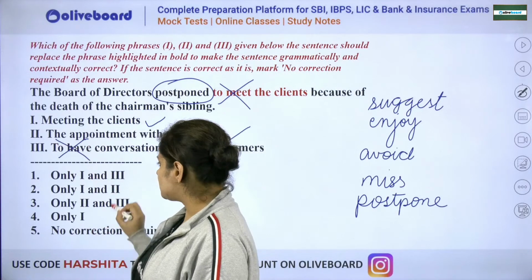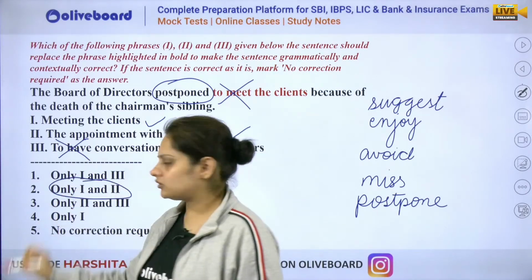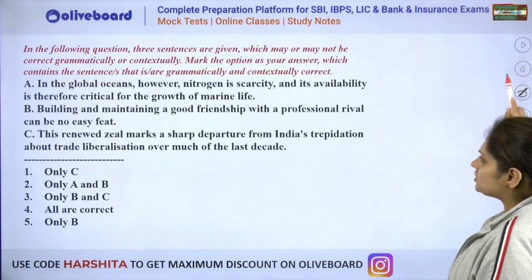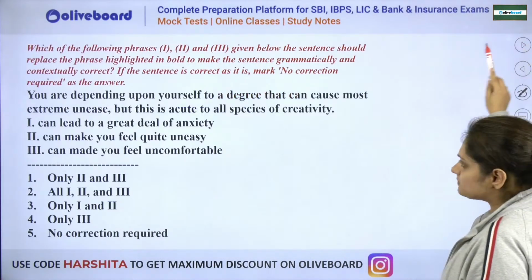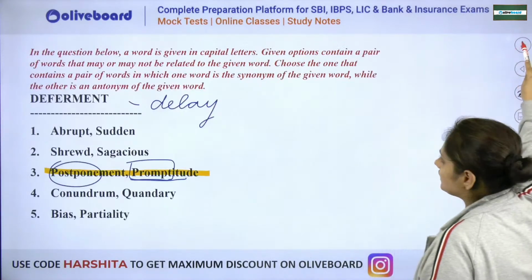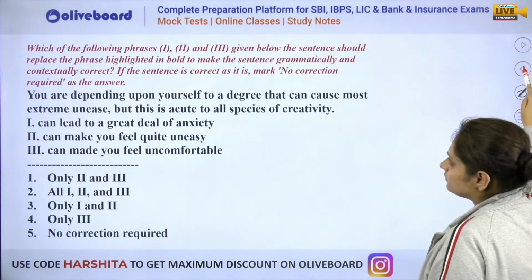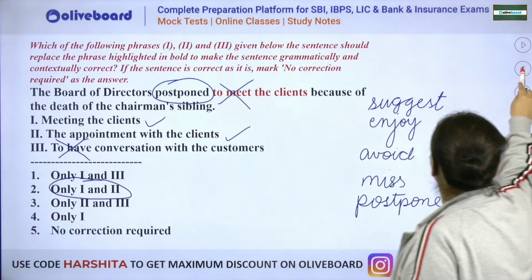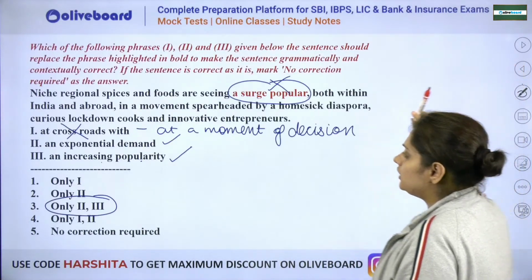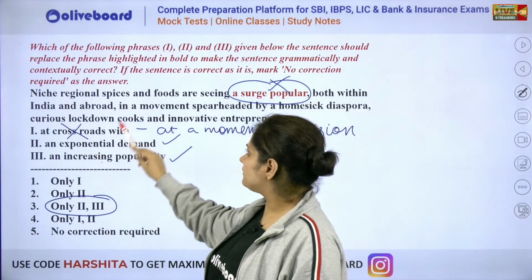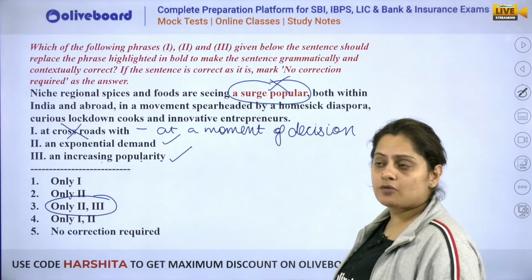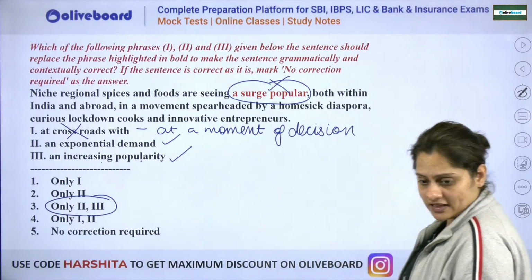So what will be your answer? Both 1 and 2. Both 1 and 2. Okay. And why, context wise, is it not making sense? Gargi, it is perfectly making sense. If I show you the answer here, this one. To have conversation, why will you write? Sorry. Third one, because spices and foods are seeing popularity. They are now becoming popular. They are seeing increasing popularity.